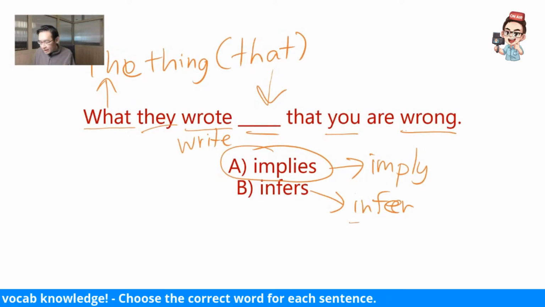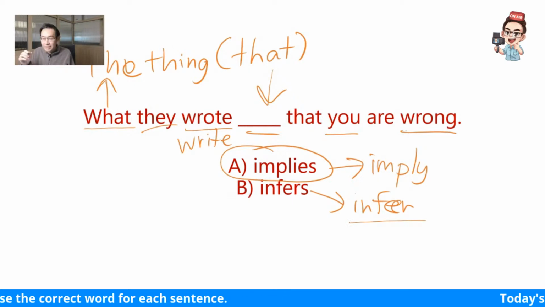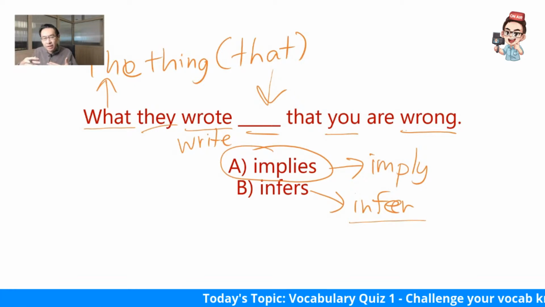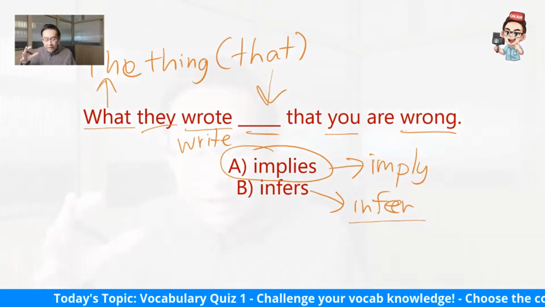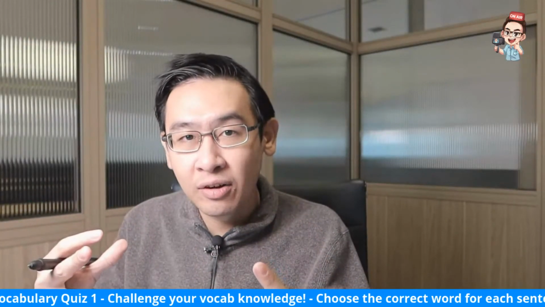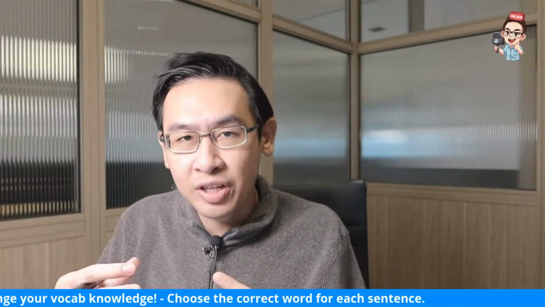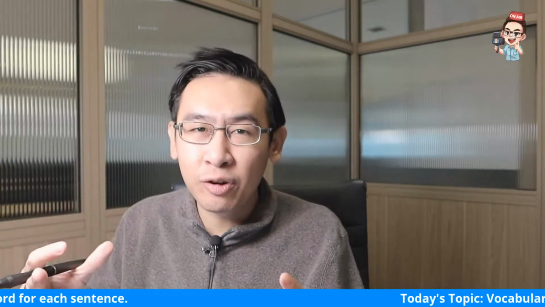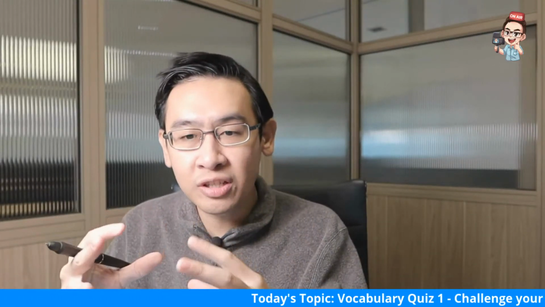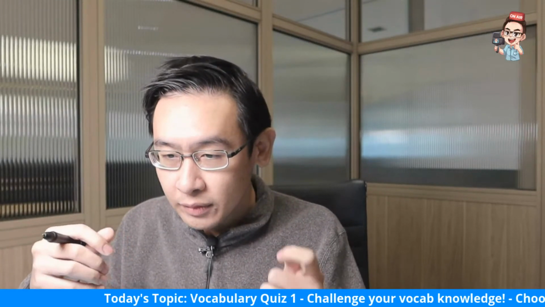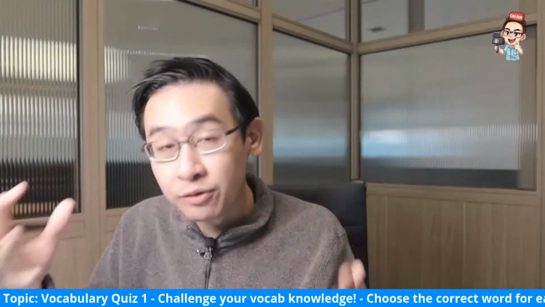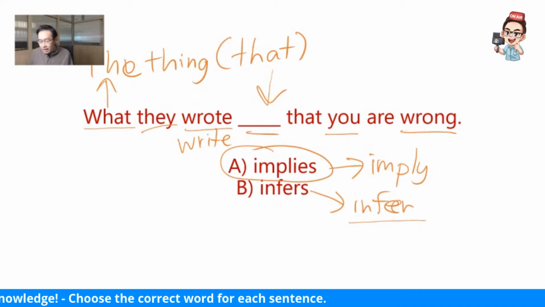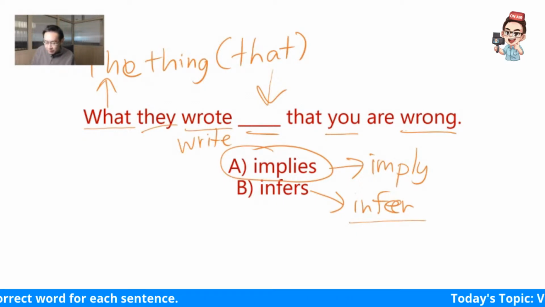On the other hand, infer is a bit different. So infer is like, maybe you have read something and then you try to come to a conclusion or have an opinion, okay? But it's kind of like guessing because maybe you don't have enough information. So if you don't have enough information and you have to come to a conclusion or you have to guess, then that's inferring, okay?